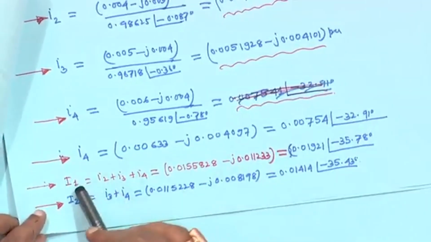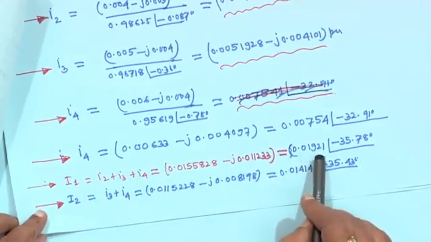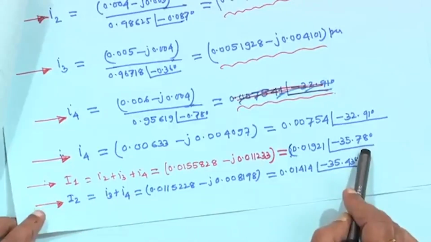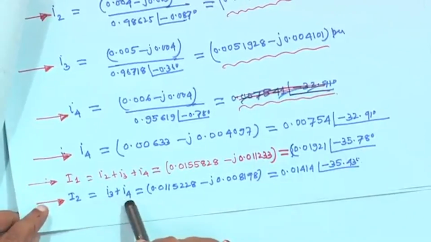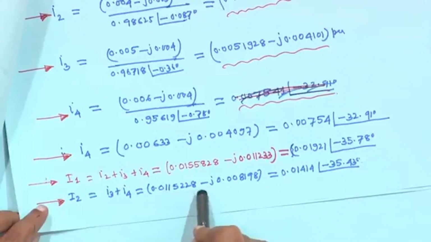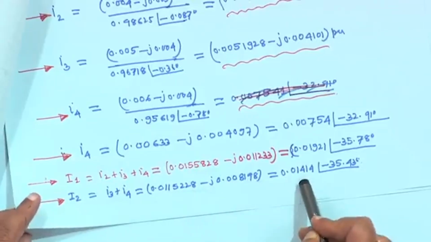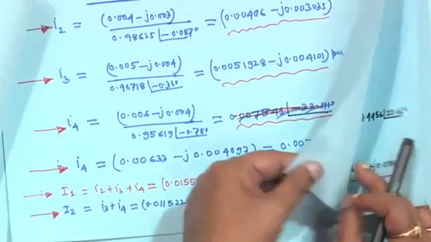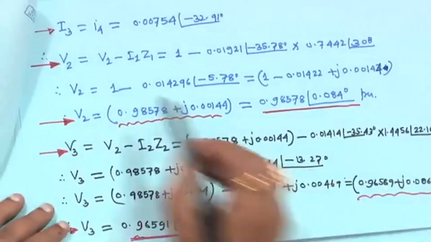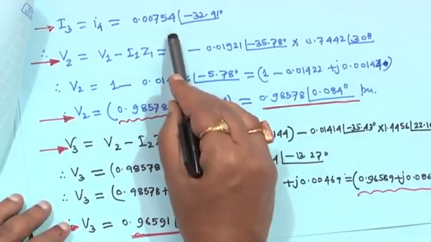In the second iteration you compute capital I1. You will get 0.01921 angle minus 35.78 degree. Similarly, capital I2 will be small I3 plus I4, that is 0.0115228 minus j0.008198. So, it is coming 0.01414 angle minus 35.43 degree. Similarly, capital I3 is equal to small I4, so it is the same value of I4.